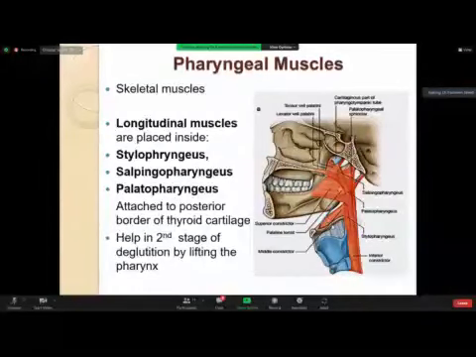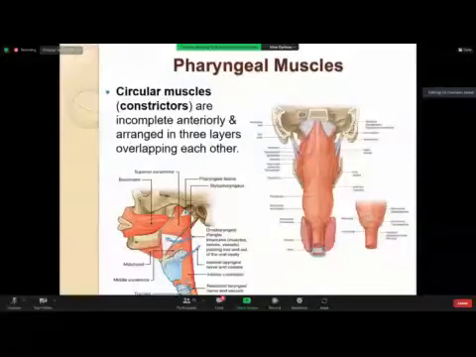They are attached to the posterior border of the thyroid cartilage, and they help in the second stage of deglutition by lifting the pharynx. और इसी तरीके से जब हम सर्कुलर मसल्स की बात करते हैं जिनको हम कॉन्स्ट्रिक्टर्स कहते हैं, तो कॉन्स्ट्रिक्टर्स का काम क्या होगा कि वो प्रोपेल करने की कोशिश करेंगे, लॉन्गिट्यूडनल शॉर्टनिंग करेंगे, डेग्लूटेशन में हेल्प करेंगे, और प्रोपेल करने में हेल्प करेंगे.